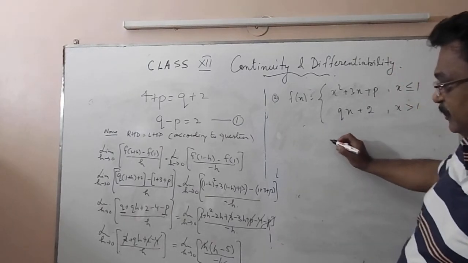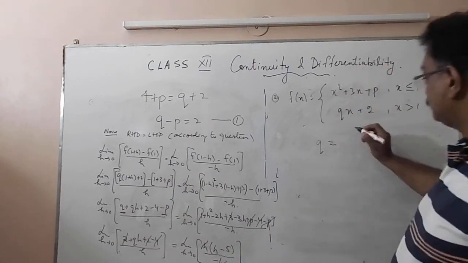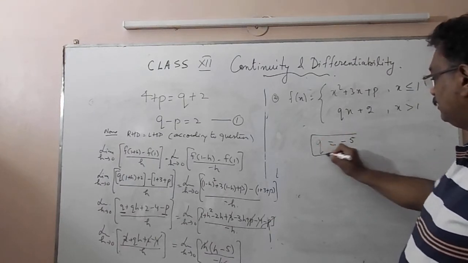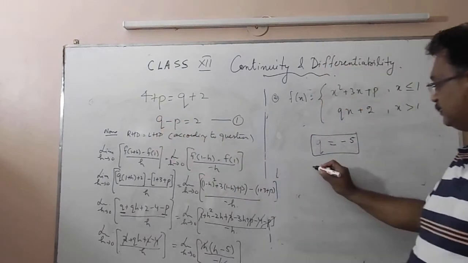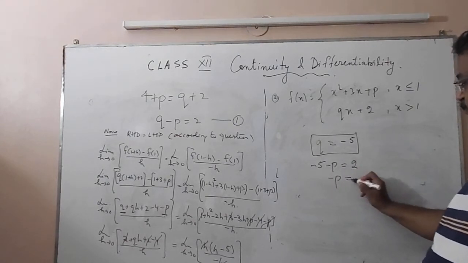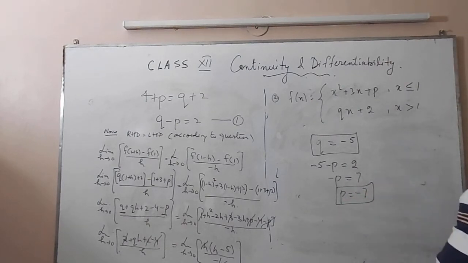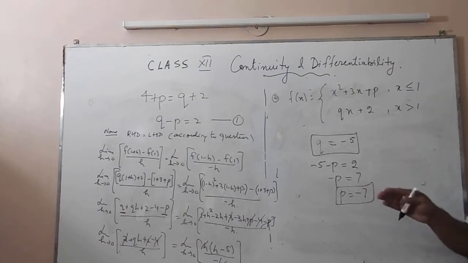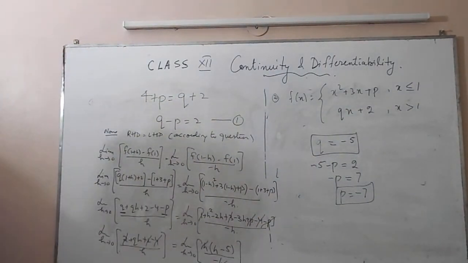Now applying the limits, we get q is equal to, this will become 0 as minus 5. So we have got q value as minus 5. Put q value as minus 5 over here. So we get minus 5 minus p is equal to 2, minus p is equal to 7, p is equal to minus 7. See students, in this question we have to use the concept of continuity as well as the concept of differentiability to simplify. I hope you must have understood this question.